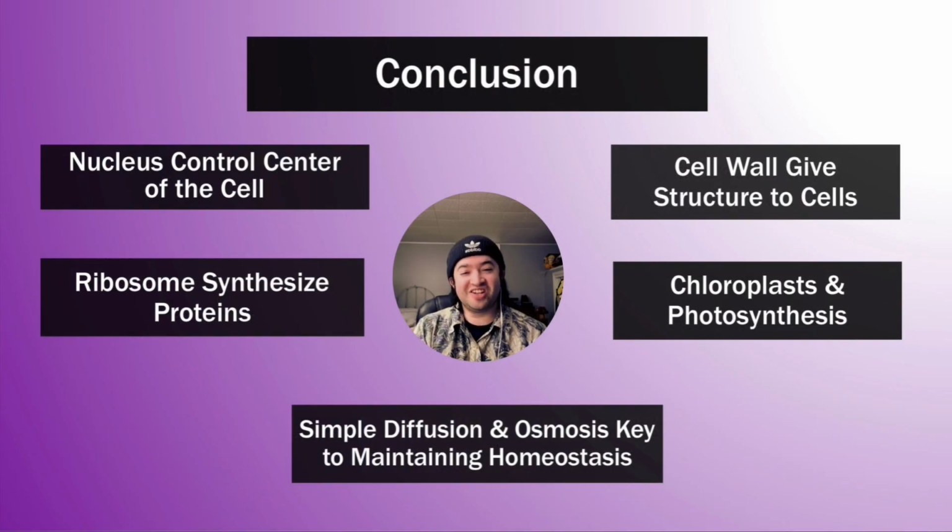And so we've reached the conclusion. I believe it's important just to remember that the nucleus is the control center of the cell. The cell wall gives structure to cells like plant cells and bacteria. Ribosomes synthesize proteins through translation of mRNA. Chloroplasts are very important in photosynthesis as they make glucose, which we all use for energy. And then simple diffusion and osmosis are key processes to keeping and maintaining homeostasis within our bodies.